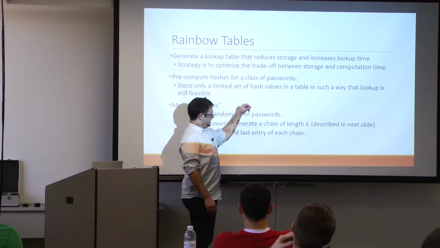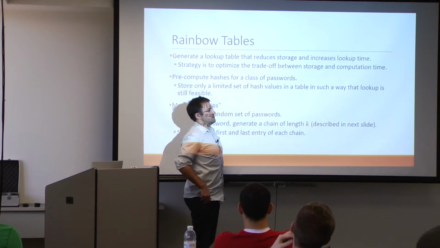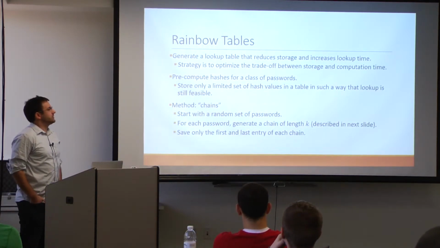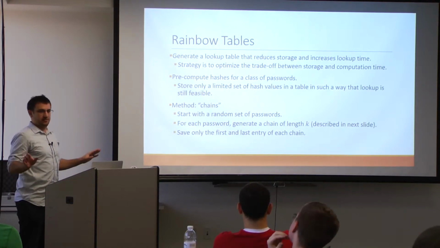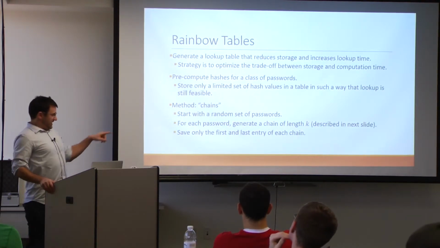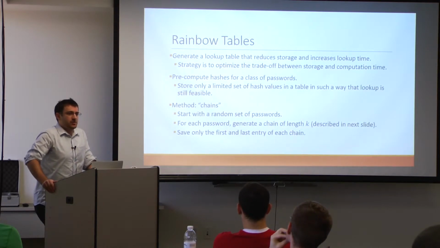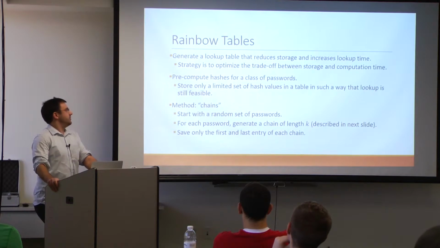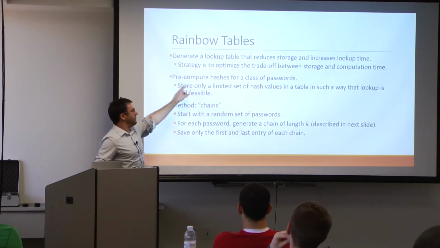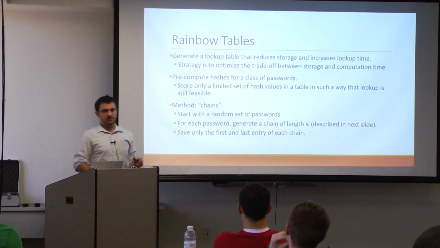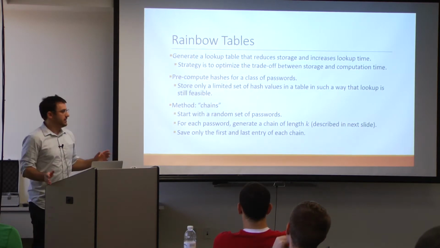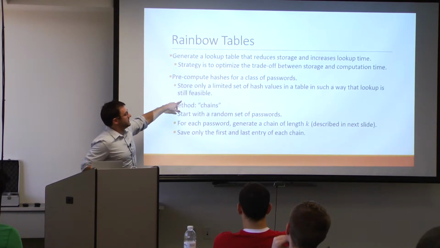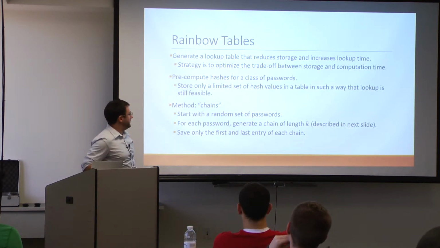Let's say you get a database of everyone's hashed passwords and you want to find the passwords. Let's make a lot of assumptions here, a lot of hand waving. Let's say we know all the passwords are only 5 characters long. So we know then what the space of all passwords is, and we can pre-compute way ahead of time all the hashes for all those passwords. But instead of storing all those hashes in a gigantic database or table, we can store just a very limited set, but in such a way that we can still look them up in a feasible amount of time.